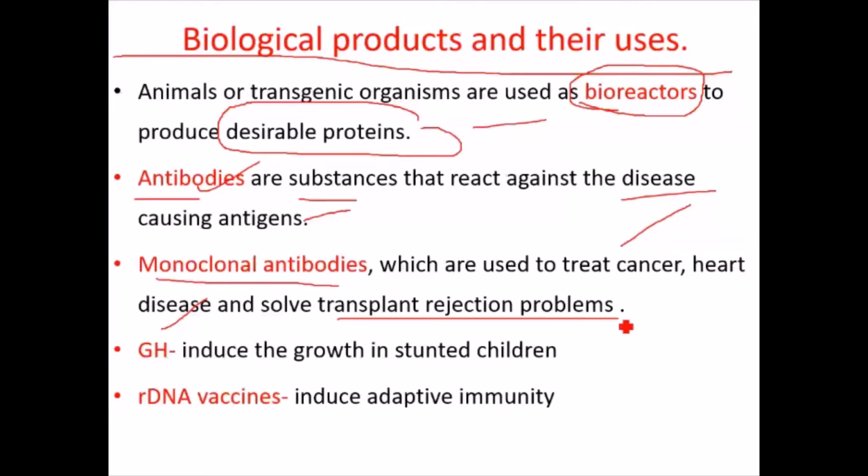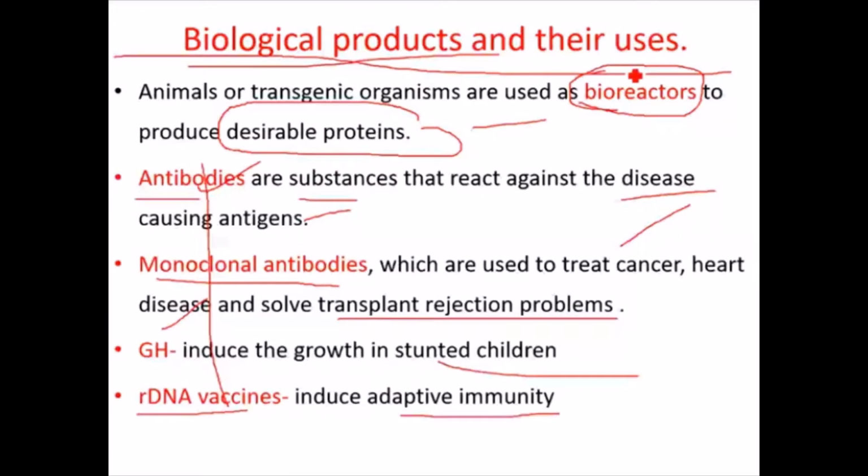Monoclonal antibody is the antibody used to treat only a particular disease. Used to treat against only a particular disease is called monoclonal antibody. Monoclonal antibody is available to treat cancer nowadays. Growth hormone induces the growth of short-statured children. Then rDNA vaccine induces adaptive immunity. You see, whatever is given in the red color, they are considered as biological products. The black color is their uses.